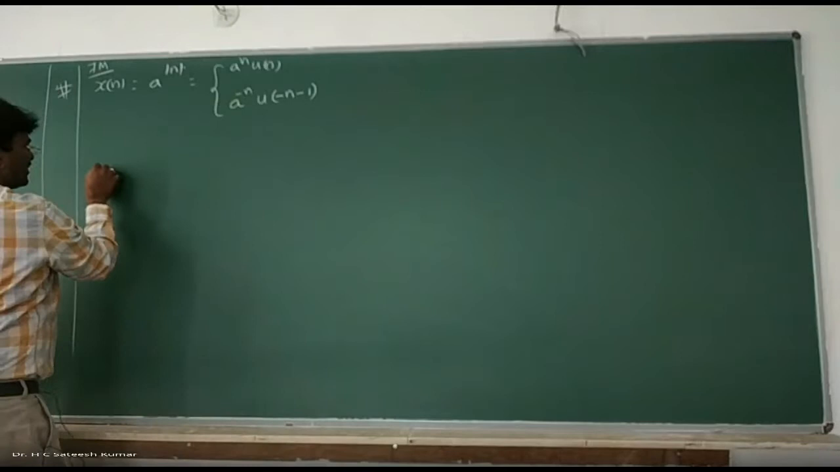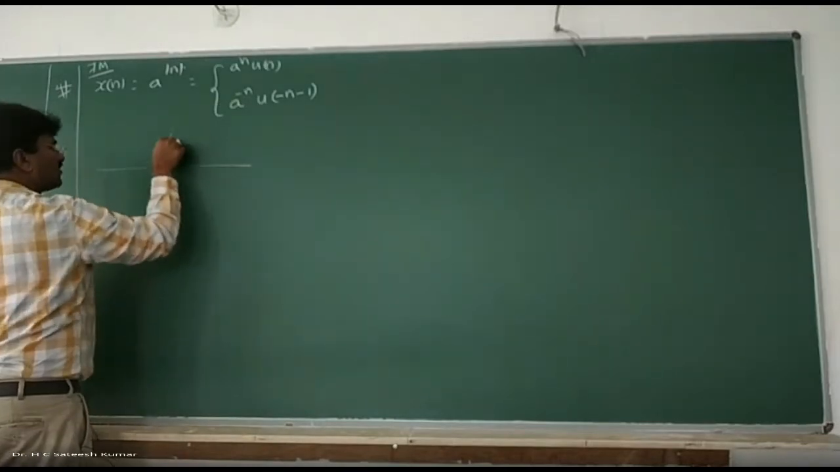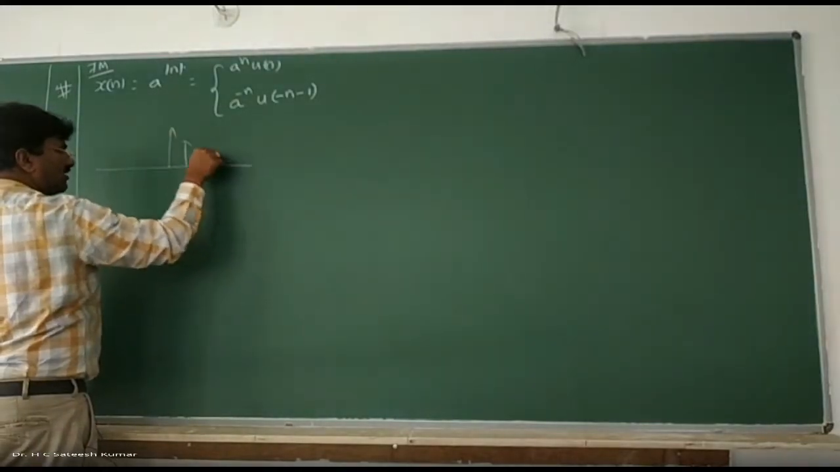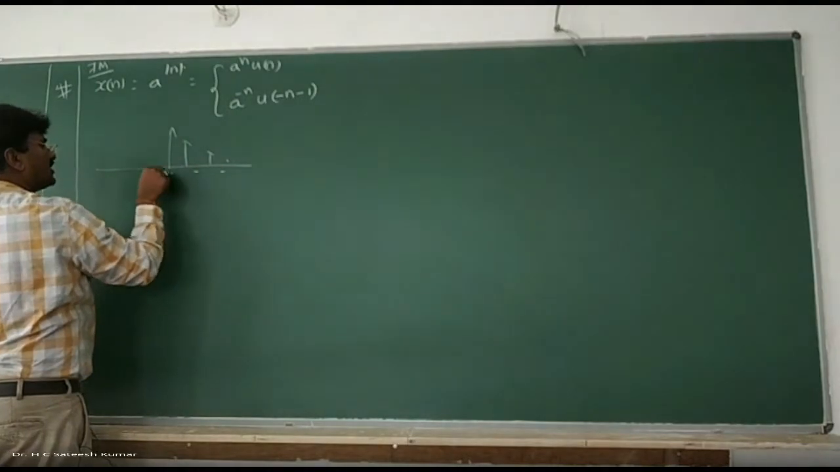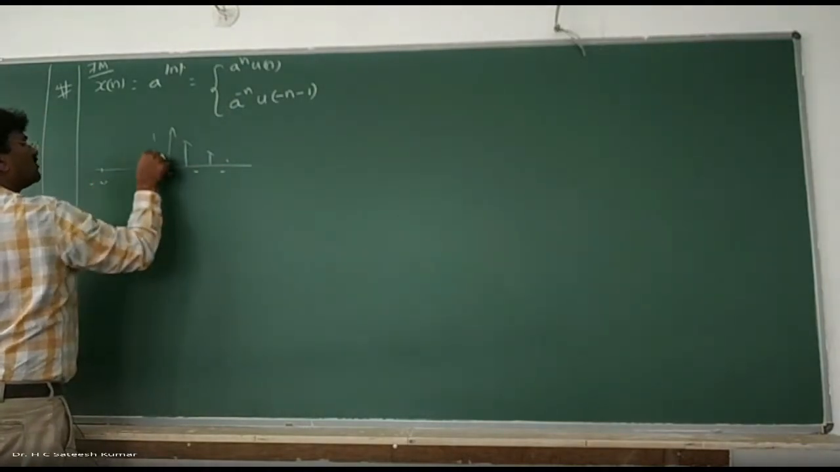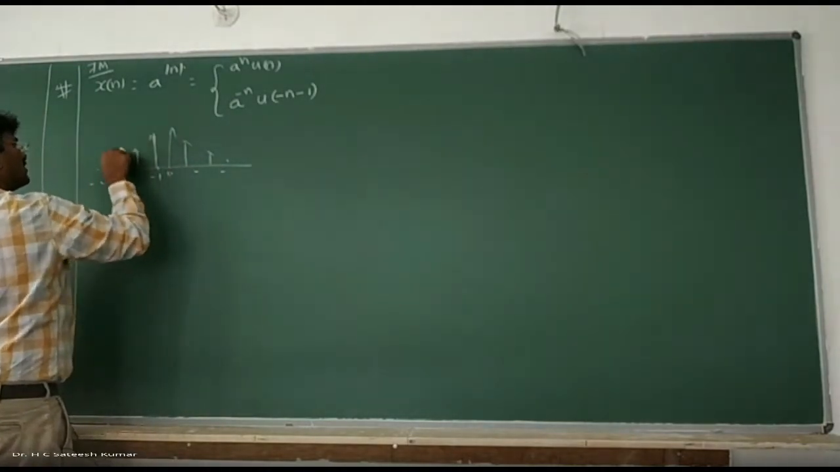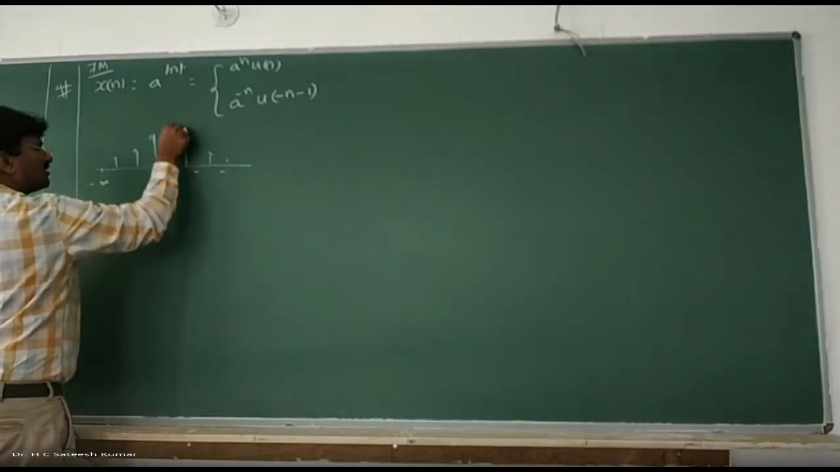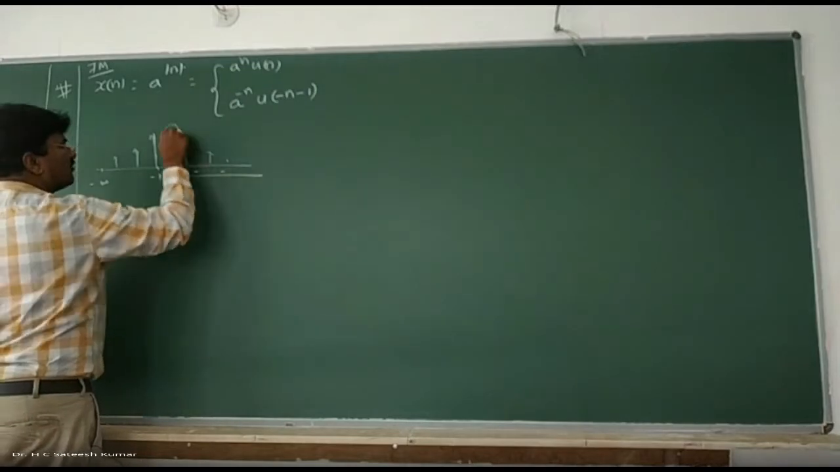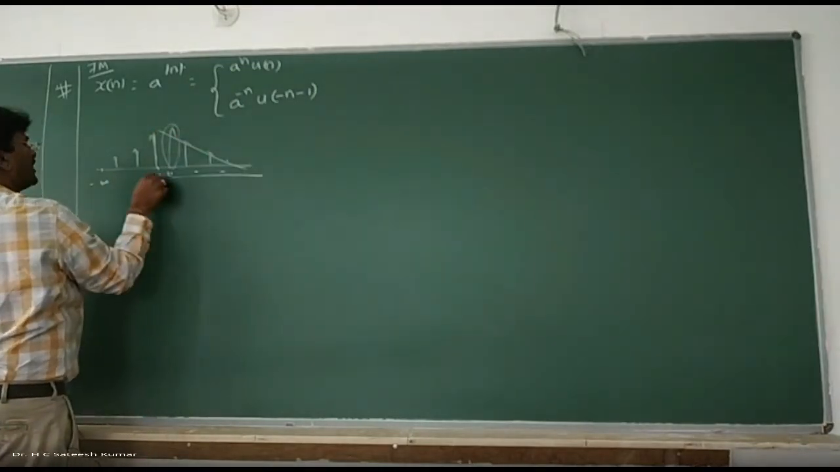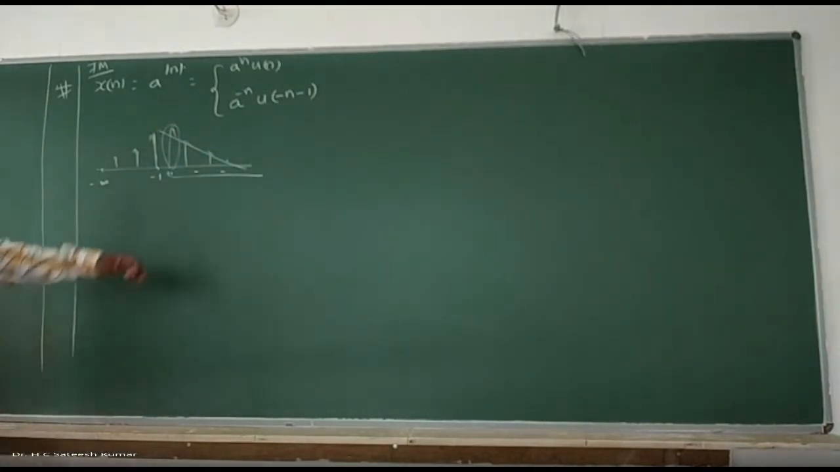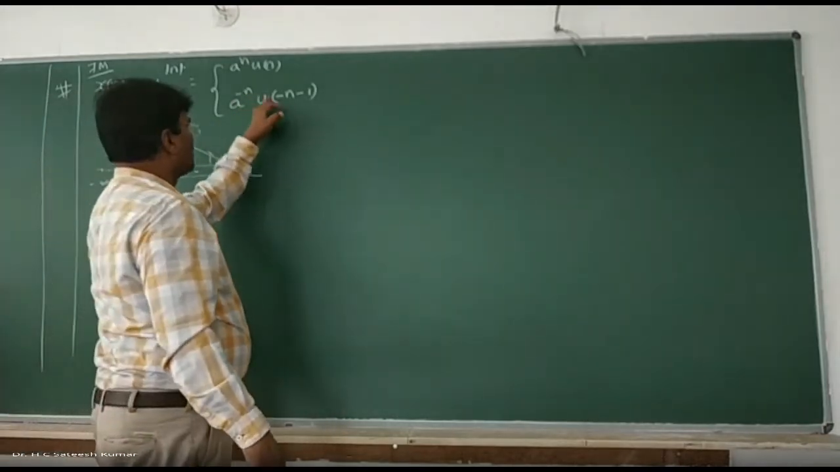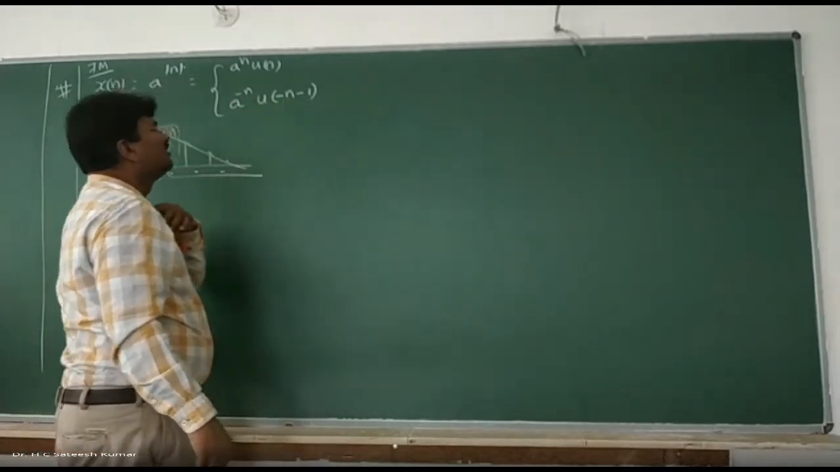Because when you say a to the power of n, it runs from 0 to infinity. Now the negative side is minus 1 to minus infinity. If you consider it from 0 to minus infinity, then 0 will be included twice. 0 to infinity already includes 0, and the other part is minus 1 to minus infinity. Hence it is a to the power of minus n into u of minus n minus 1.